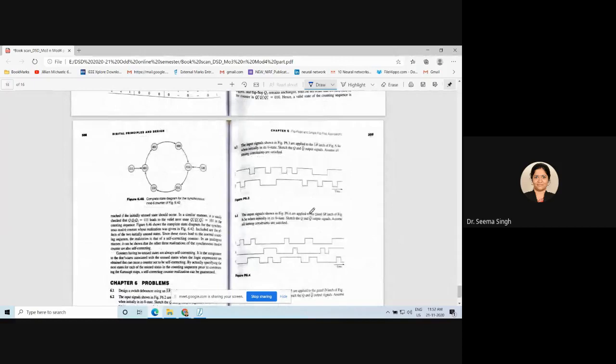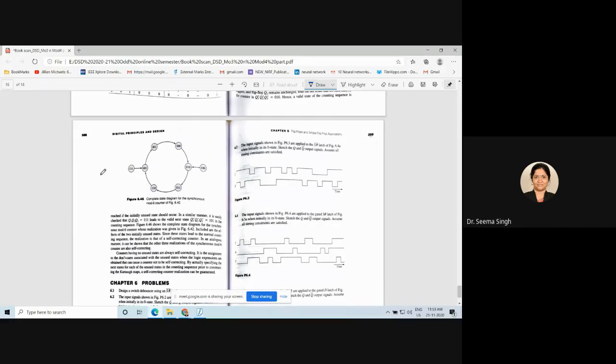See here, this diagram they have given: complete state diagram for synchronous mod 6 counter. This they have done for JK flip-flop. So you can see from 7 it is coming to 5. From 4 it is coming to 2. So this is your complete state diagram. We are not missing any state.